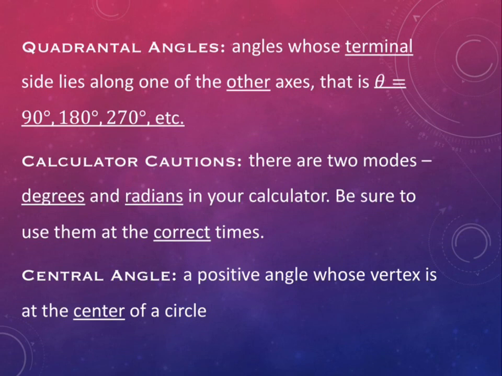When we actually end up on one of the axes, those are called quadrantal angles. So the quadrantal angles have a terminal side along the axes. Right? I said it was less than 90, and then I said it was greater than 90. It was less than 180. It was greater than 180 in different quadrants. Well, if we actually equal 90, 180, or 270, we have it along one of the axes. It's a quadrantal angle.